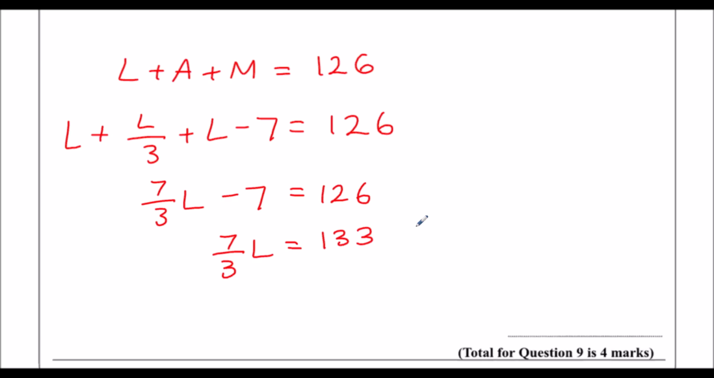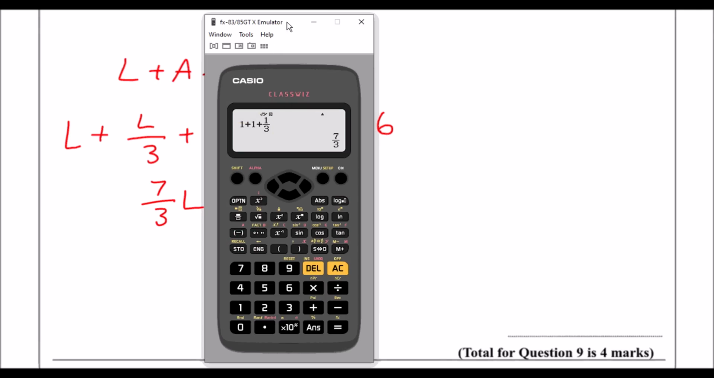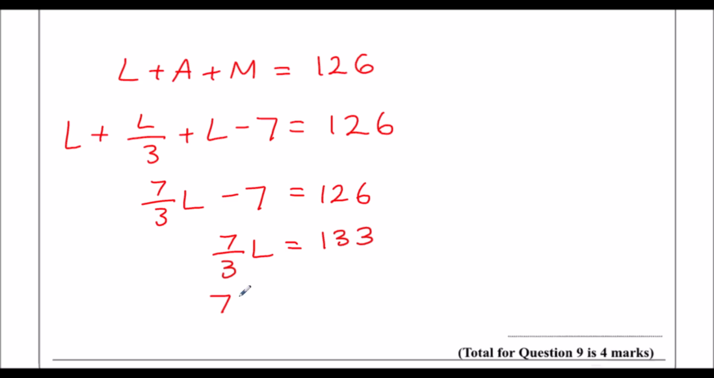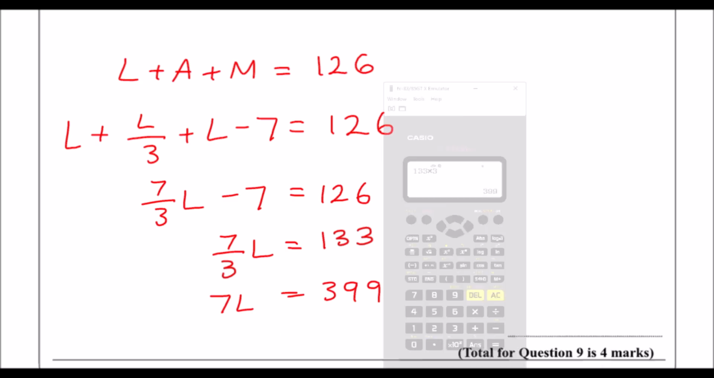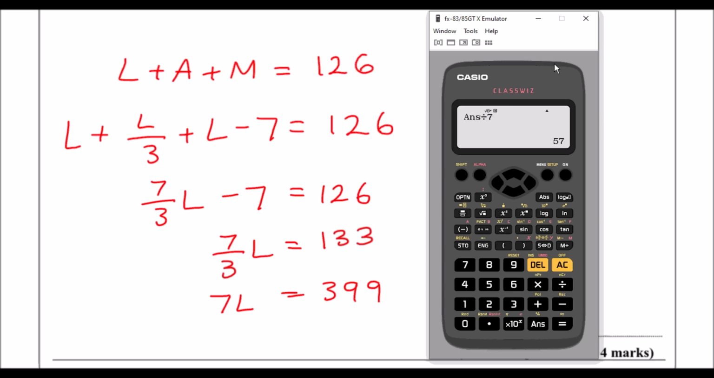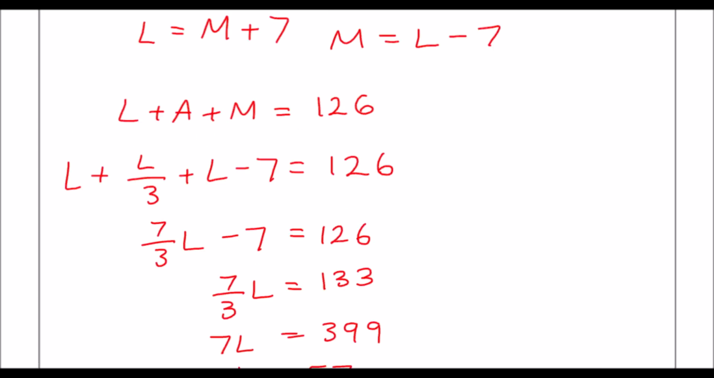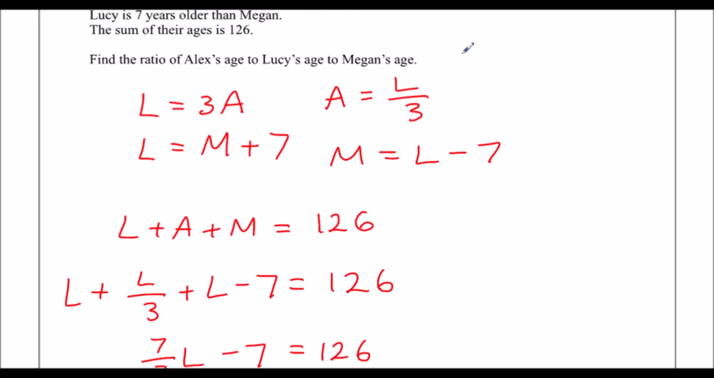Now I need to get L by itself, so I can either times by 3 and then divide by 7, or divide by 7 thirds in one go. It doesn't matter which way round I do that. So 133 times 3, I'll do it in two steps. So 399, so that's multiplying both sides by 3. I then divide both sides by 7. So we get 57. So L is 57. So that's Lucy's age. So Lucy's 57.